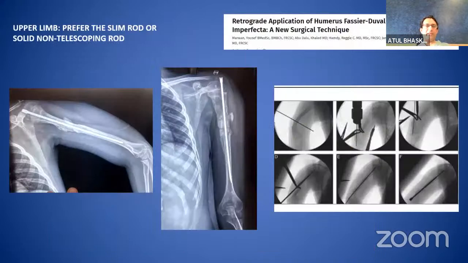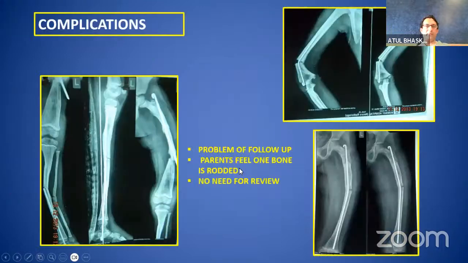Upper limb has always been a challenge for me. It's not easy because of the size of the implants. Recently, Dr. Fazil has described a technique of retrograde insertion of the FD rod. I've not tried this. I've been using slim nails and Rush nails in the humerus, and it can be really challenging in the lower part of the humerus. And I've had a few non-unions in the lower part.